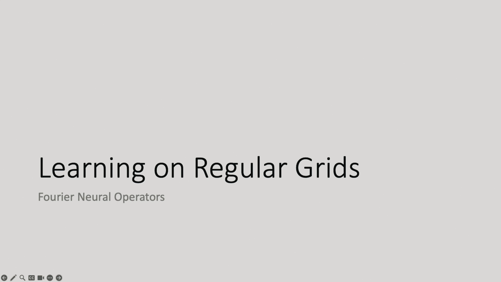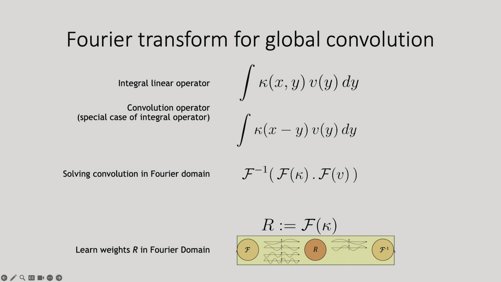So I want to subdivide the rest of the talk into multiple use cases depending on the geometry of your problem. The first case is if you have a regular grid, say for example a 2D or 3D image or something on a 2D domain. In that case, you can use the fast Fourier transform, which will make things very efficient.